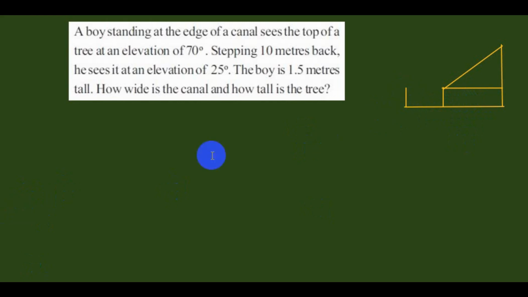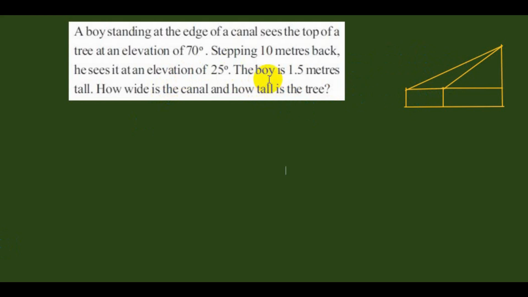From there, when he looks straight, it will be like this. He looked again to the top of the tree at an elevation of 25 degrees. This is the angle of elevation, and that one is 25 degrees, as set in the question. This is the figure set in the question. You must be able to draw such a figure when these kinds of questions are asked.